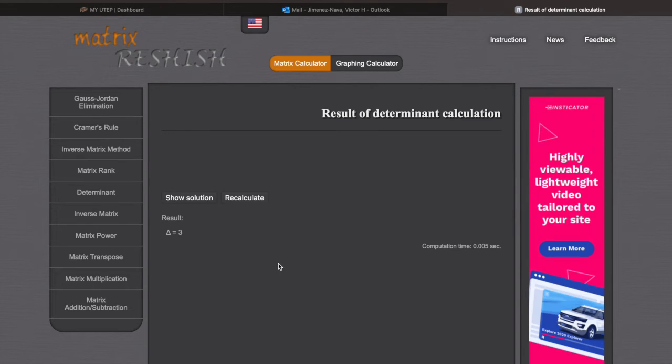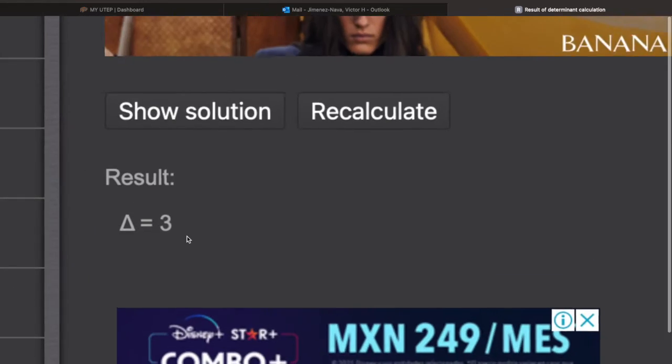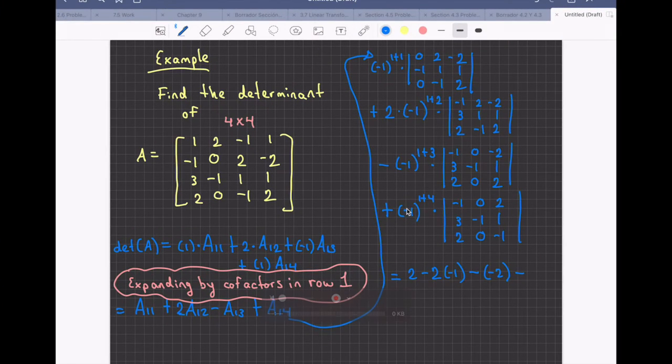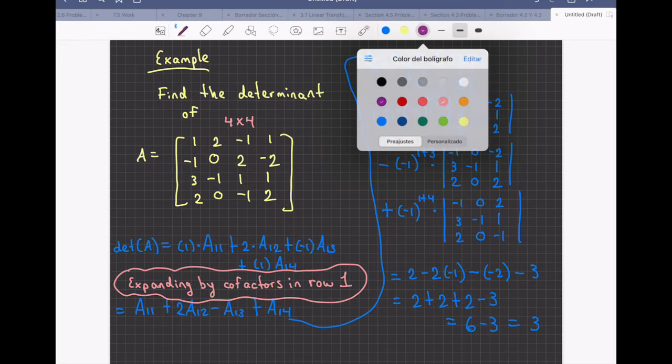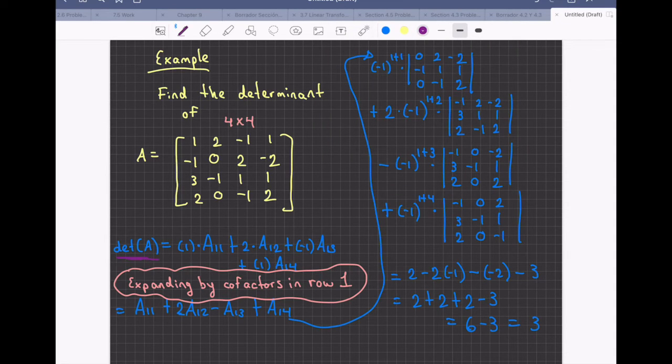Calculate. It's 3, minus 3. And then I have to do these computations. We have 2 plus 2 plus 2 minus 3. And this becomes 6 minus 3, which is equal to 3. So this is the value for the determinant. The determinant is equal to 3, you see?